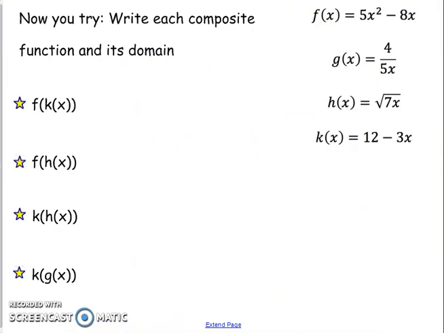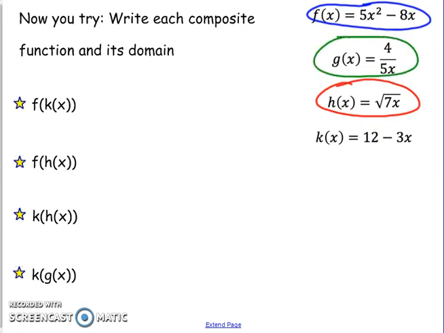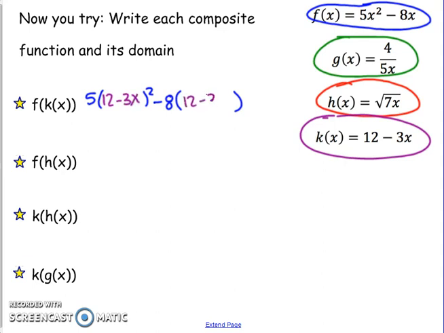Okay, so if we try a couple more of these, okay, same process. So f of k of x, we're going to take the f function. So again, let's just color coordinate these. I don't remember if these were the right colors from before, but same idea. Okay, so f of k of x. So I'm going to take the f function, 5 blank squared minus 8 blank, and we're going to plug in the k function. So we're plugging in 12 minus 3x and 12 minus 3x.